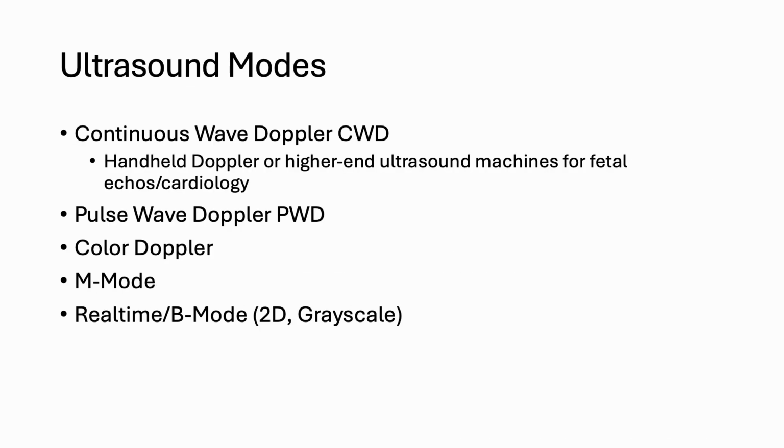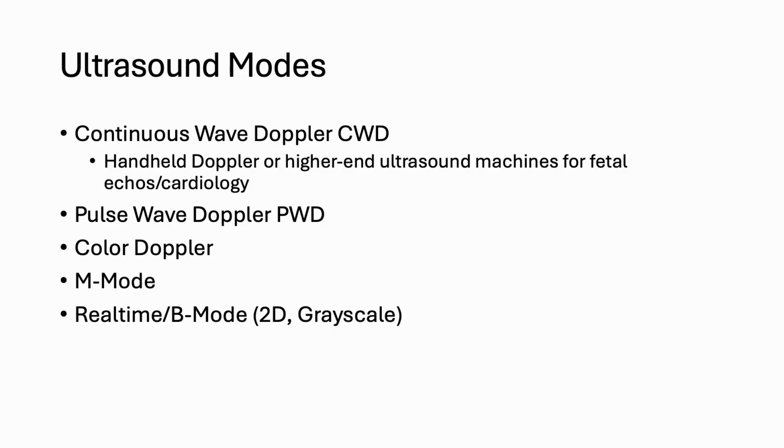So we'll talk about the different modes. I know I mentioned this in another one of the PowerPoints, but there are different modes. So this is the continuous wave Doppler mode. This is what is used with the handheld Doppler. This is sometimes used on higher-end ultrasound machines for fetal echoes, so often not in a normal OB-GYN practice.